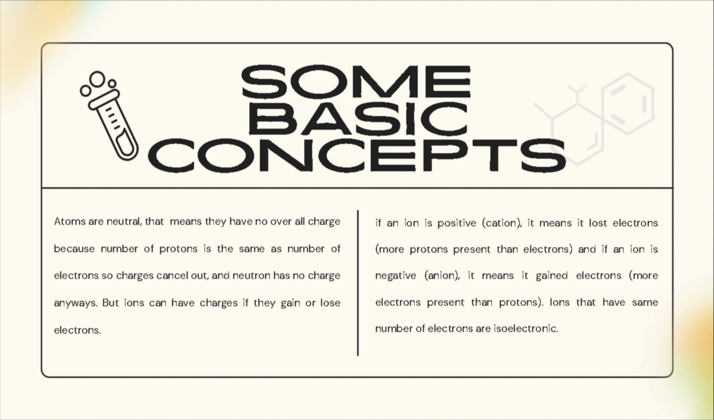Likewise, for an atom that gains an electron, we will have more electrons than there are protons, which means there will be a negative charge, which results in anions. Ions that have same number of electrons are isoelectronic.